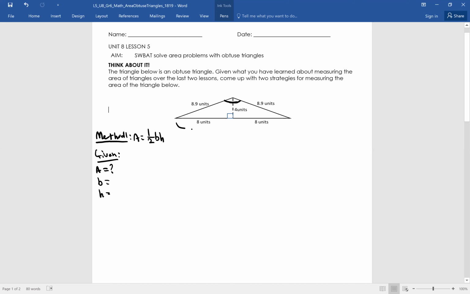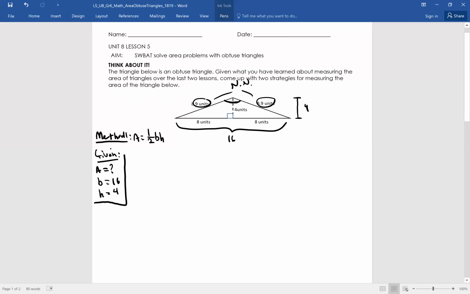So if we combine these two bases, we'll have 16. So I'm gonna say that 16 is our base, and our height, remember, is from the base to the top, not slanted, which means these two are unnecessary. I'm gonna put NN for not needed, and the height is 4, okay?